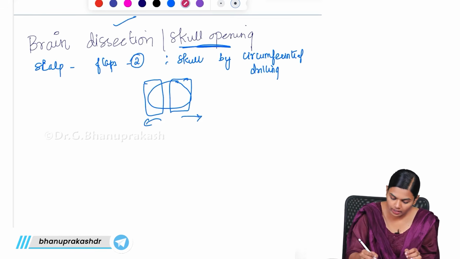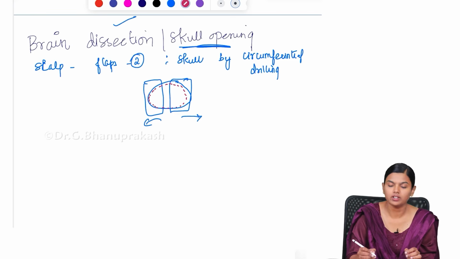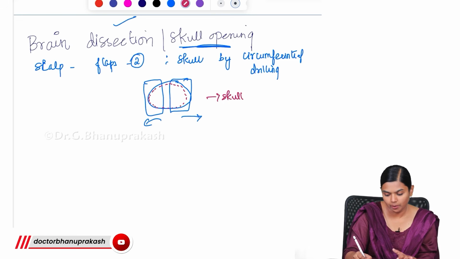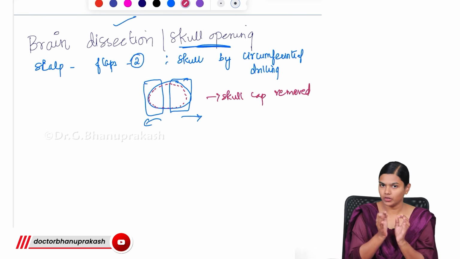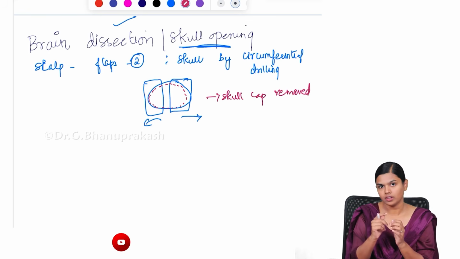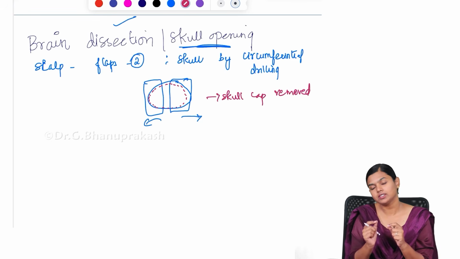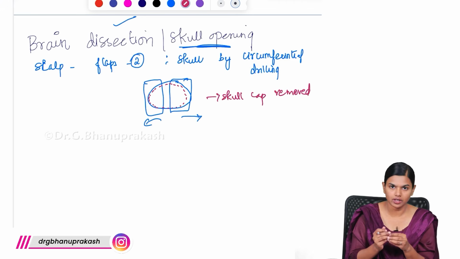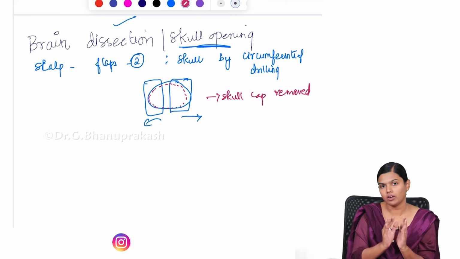And in the skull, along the circumference like this, you will drill them and you will take out the skull cap. So the skull cap is removed, and beneath that you will have the dura. In the dura you have to examine the sagittal sinus, all the venous supply, whether the vessels have any bubbles or not. All those things you have to examine, and you will have to see if there is any damage to the dura, any hemorrhage, any cyst, all those things you have to examine.